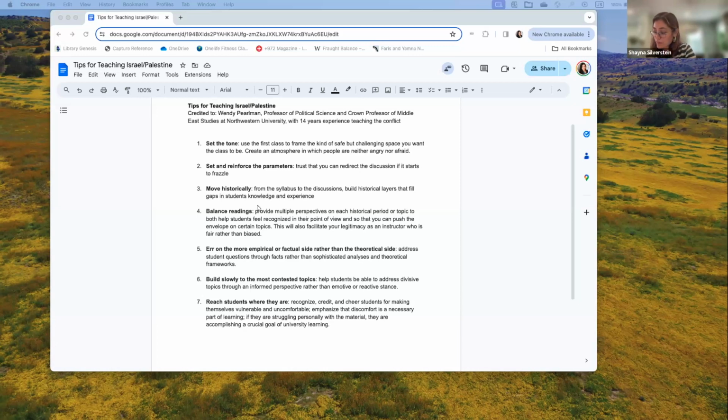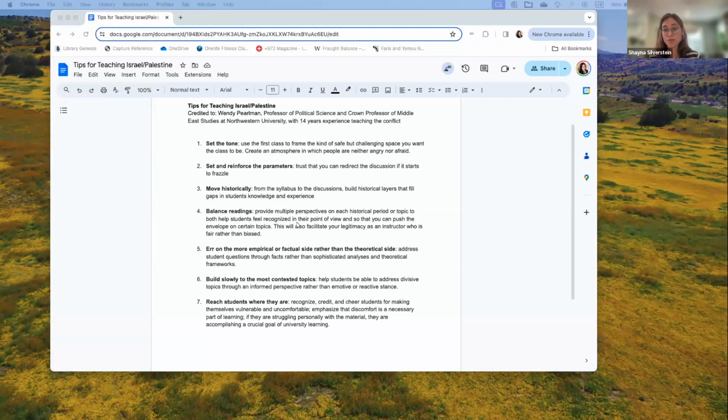The third is to move historically. As you noticed when we were introducing the lesson plans, it's exactly how we started out, right? When David McDonald offered the overview and the context. Moving historically helps to build historical layers. Students always come in with some sort of gap in their knowledge and their experience, and this can help to fill that gap wherever it may lie for any individual student. Moving step by step is very important.